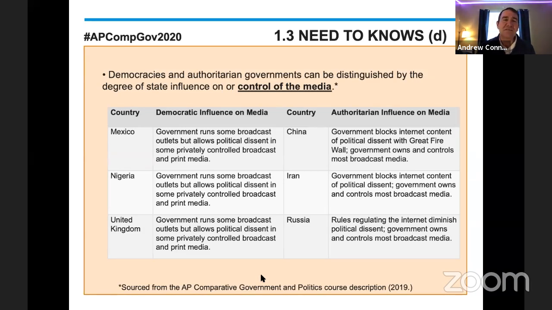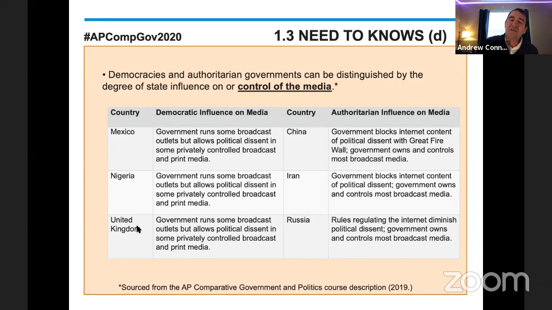So in the case of the countries that are on the left-hand side here, the more democratic countries of Mexico, Nigeria, and United Kingdom, they tend to be seen as more democratic in terms of their treatment of the media, because even though the government does run some of the broadcast media outlets, they do allow for political dissent to take place, sometimes on those broadcast channels or on different broadcast networks, where there are people who are allowed to speak out against the government, against the people in power, in a way that exhibits the freedom of speech and those types of civil liberties.